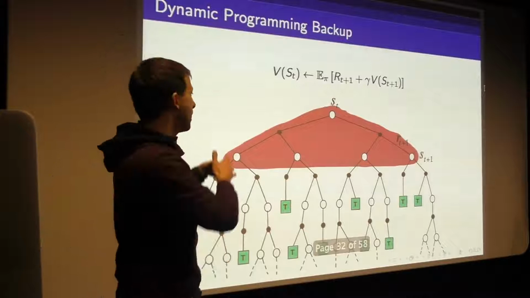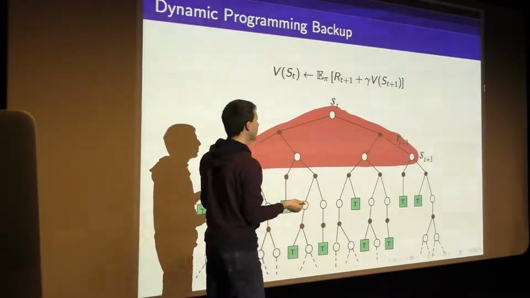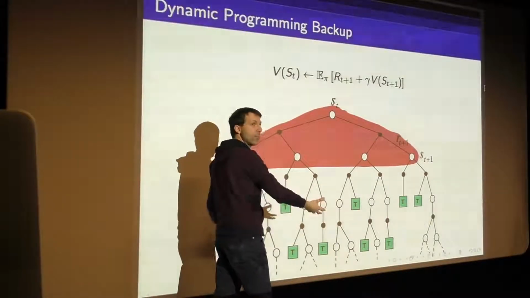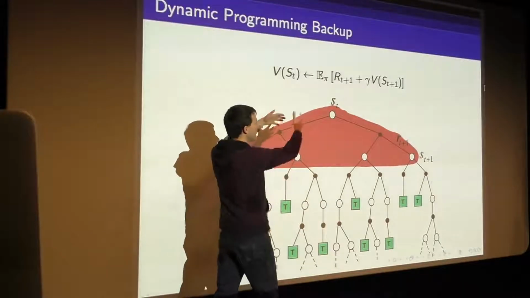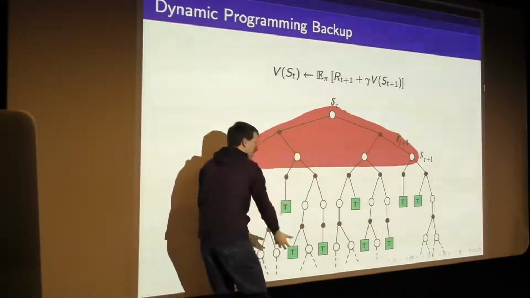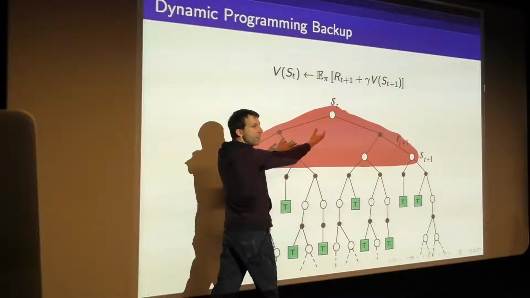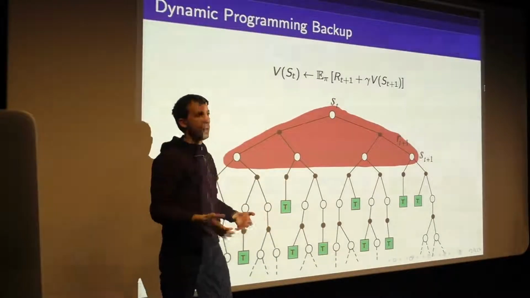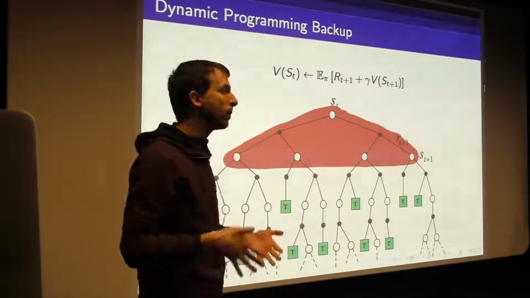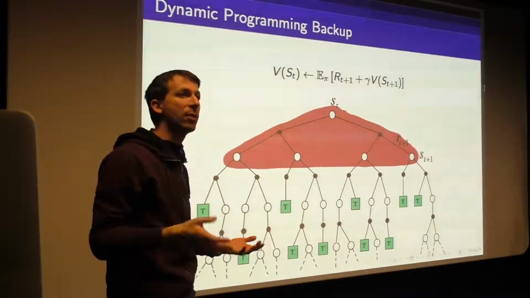And just to complete the space of possibilities, you could also do an exhaustive look ahead of this entire tree. You could do something which is like dynamic programming, but you went all the way to the end and did a complete backup, and that's an exhaustive tree search. So you get an exponential blow up in the size of the update that you do for just one state.